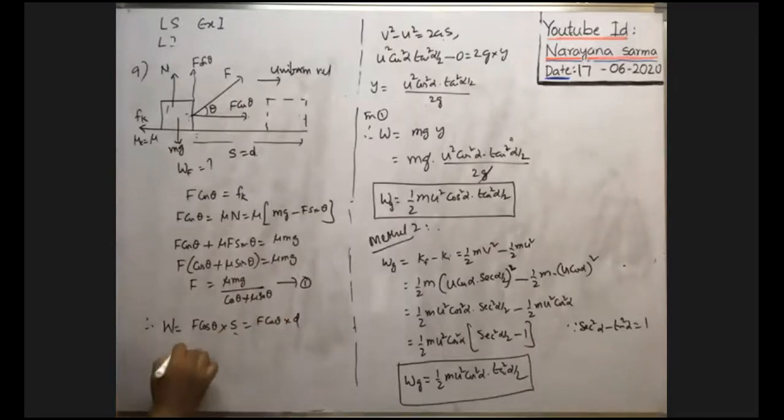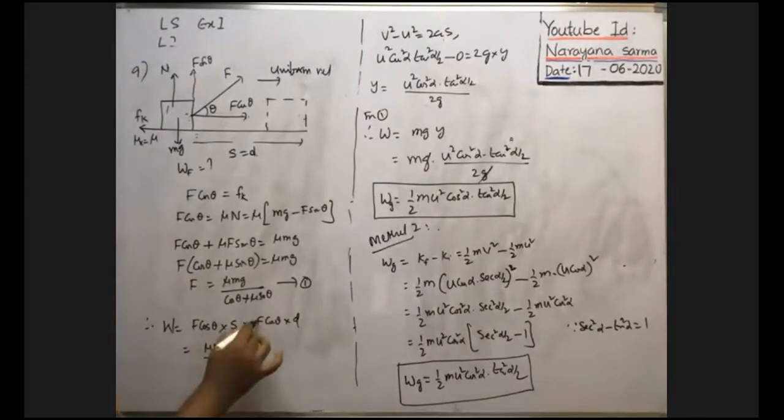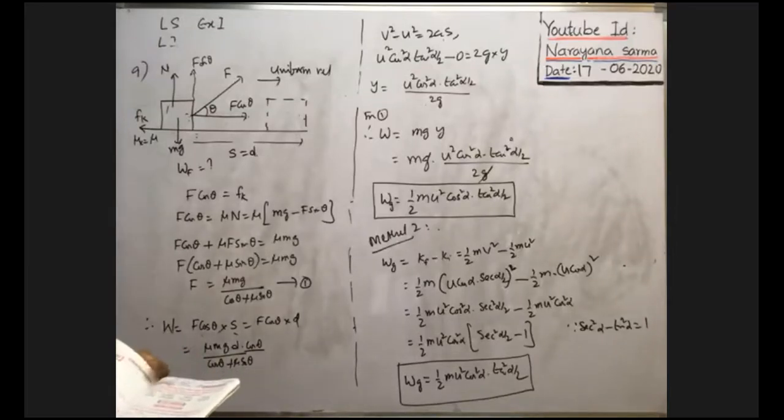Okay, therefore from this equation you substitute the F value, mu mg by cos theta plus mu sin theta, instead of F, and here d you write into cos theta. Mu mg d cos theta by cos theta plus mu sin theta. This is the work done by the applied force.